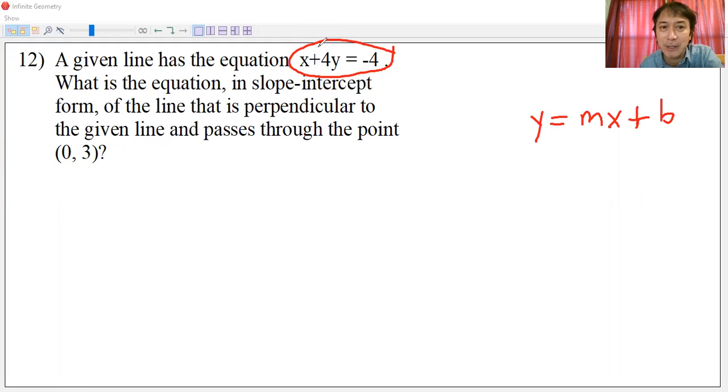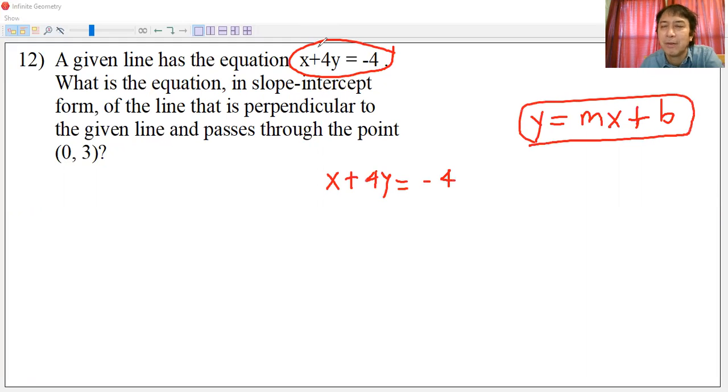A given line has the equation x plus 4y equals negative 4. Let's get the slope first. How shall we determine the slope here? We will transform it to slope-intercept form, and we will investigate where the m is located. And that's the slope.